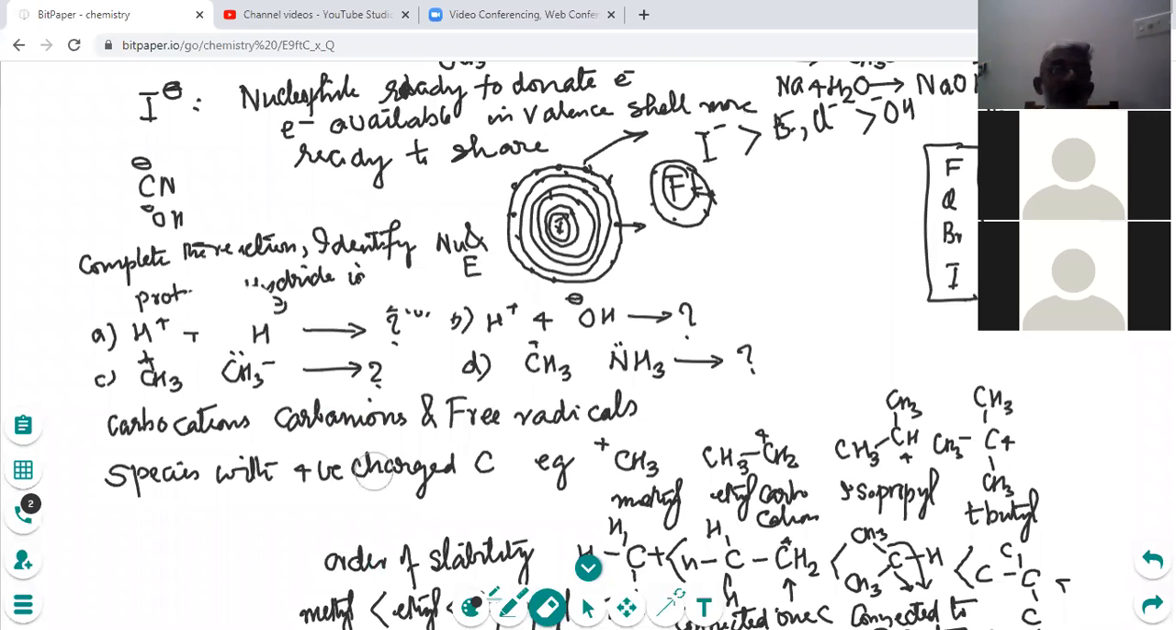CH3. See this? We have H plus that reacts with a hydride ion. What is a hydride ion? Look here. Hydrogen with a pair of electrons and a negative charge. This is the hydride ion. Now, hydride ion is formed from NaH, sodium hydride.